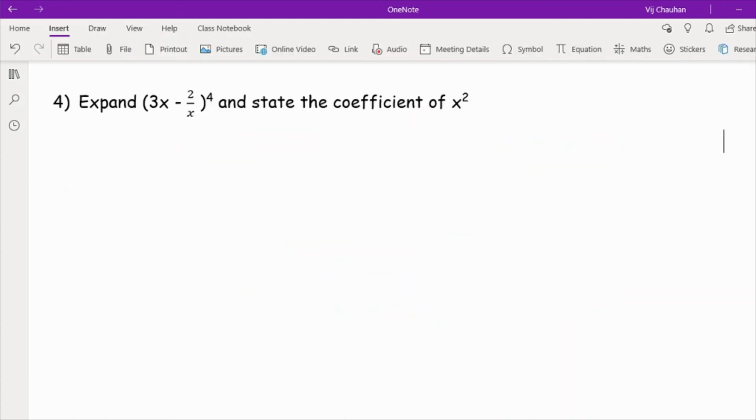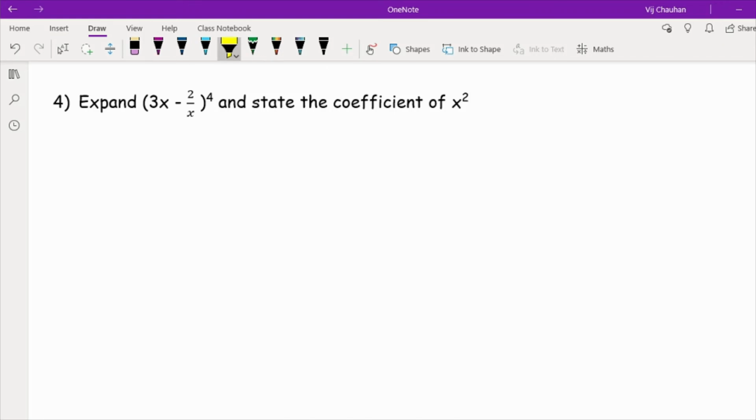Now, in this final example, I've purposely picked quite an evil looking question. In this particular question, we've got to expand (3x minus 2 over x) to the power of 4 and state the coefficient of x squared. It's quite rare for you to see an expansion like this, where we've got two values of x, but it does occur.